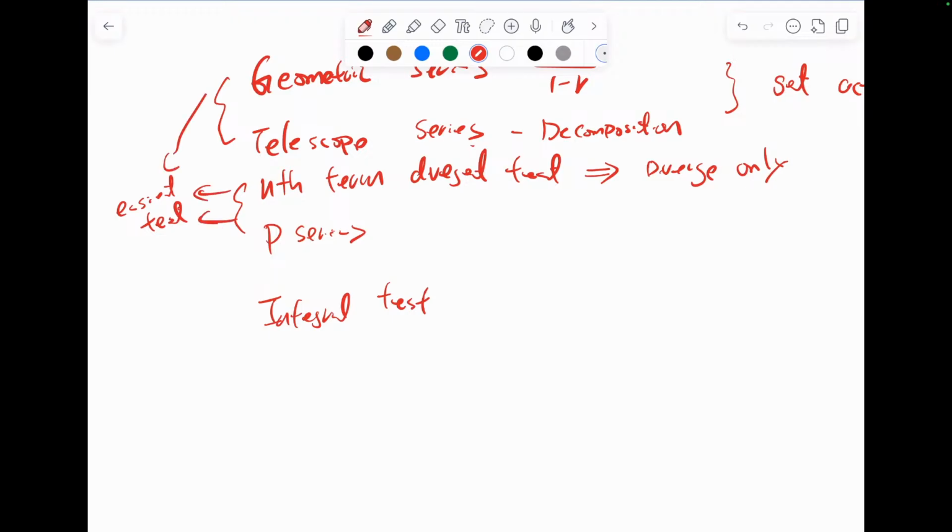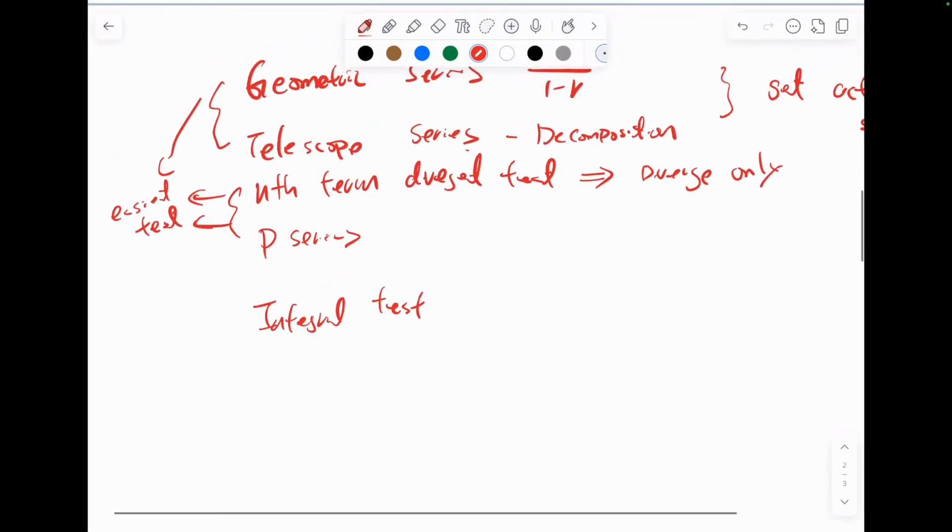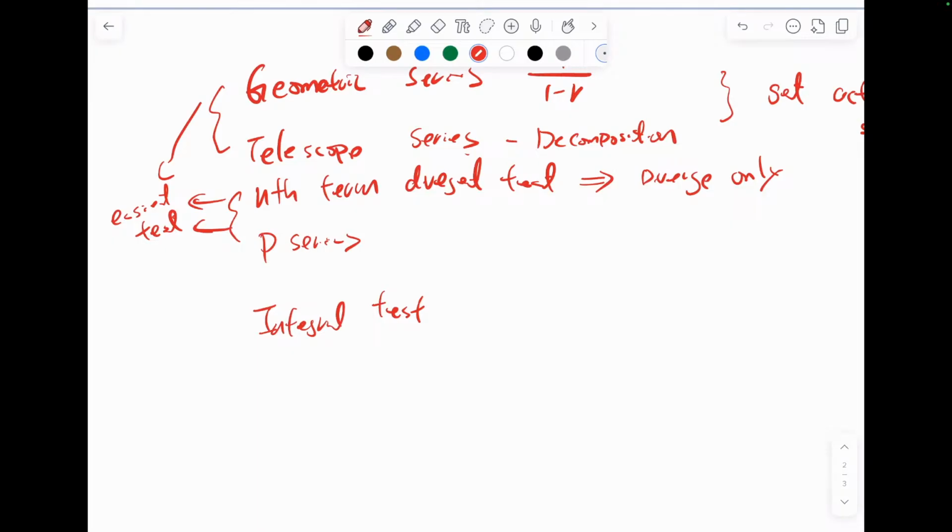Telescoping is kind of hard because you have to decompose. The integral test is kind of hard too. This is a hard test because you have to do partial fractions, right? And then you have to do the integral, right? Then you can resolve into something.